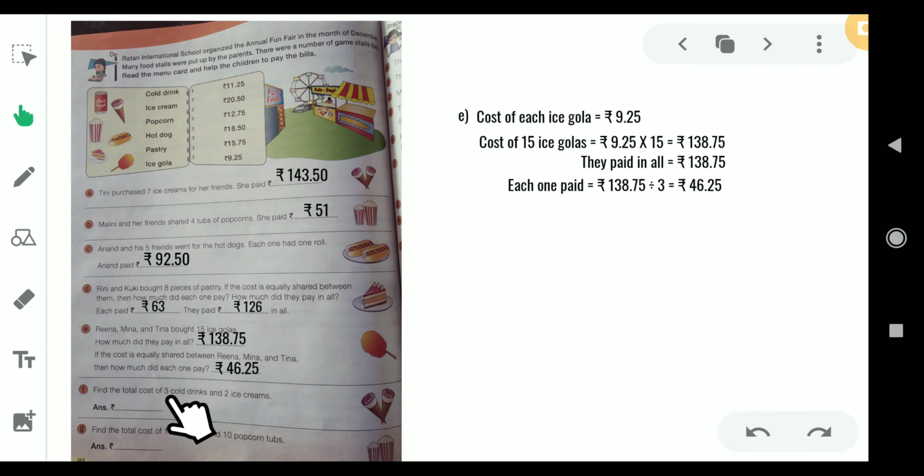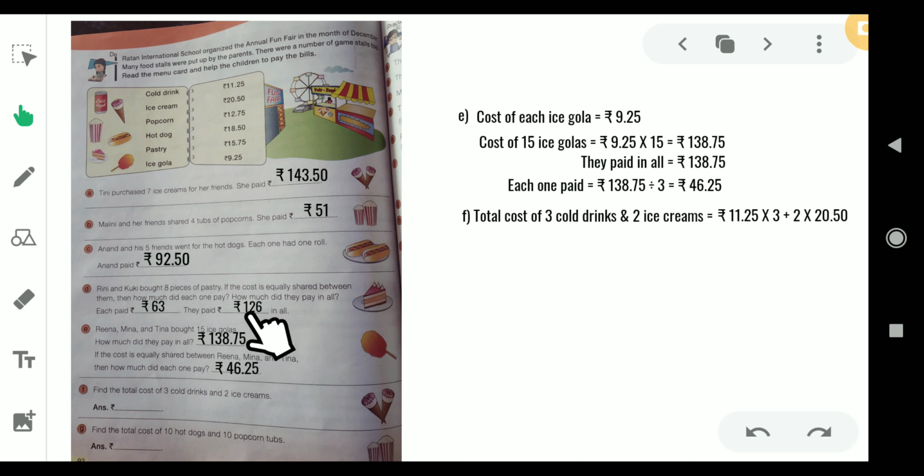So our next question is, find the cost of three cold drinks and 2 ice creams. Just look here, the total cost of 3 cold drinks and 2 ice creams will be, the cost of each cold drink is how much? 11 rupees 25 paise, but they purchased 3 cold drinks, so it will be 3 into 11 rupees 25 paise. They also bought 2 ice creams. What is the cost of each ice cream here? It is 20 rupees 50 paise. Since they bought 2 ice creams, you have to multiply 2 by 20 rupees 50 paise, which is the cost of 1 ice cream.